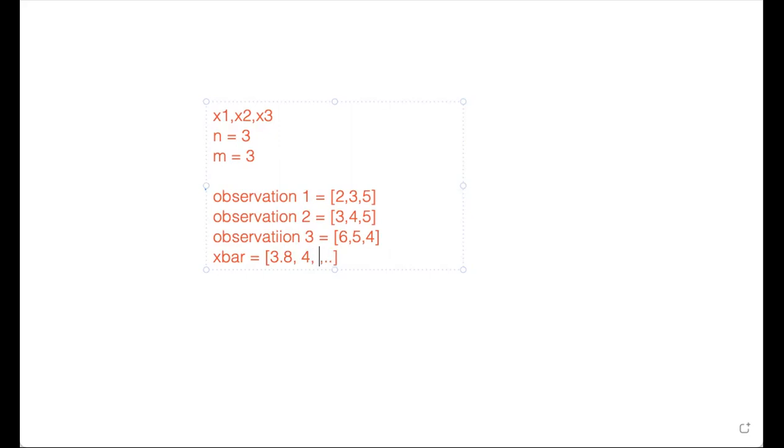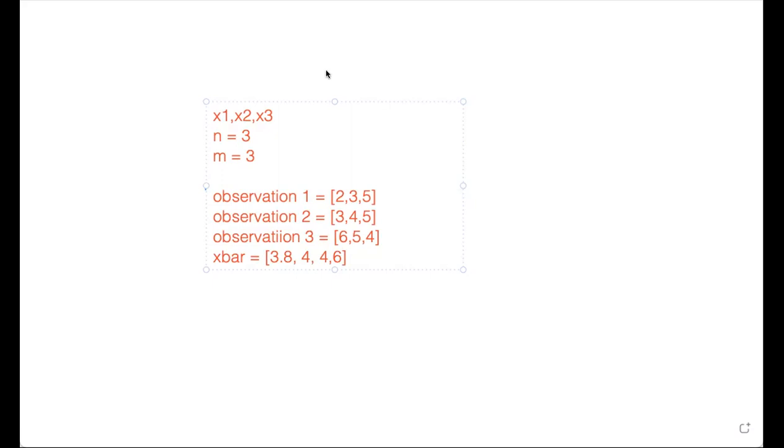Okay. Then for the x bar 3, it will be 14. 14 divided by 3, it will be around 4 point something, 4.6, for example. So we have already calculated the x bars, the mean vector of the x bar.